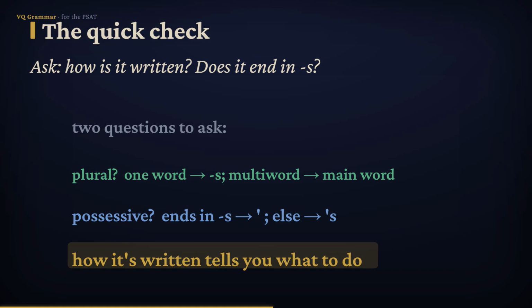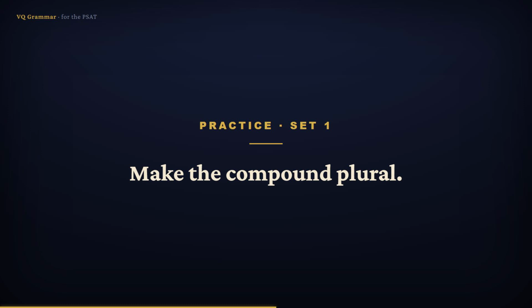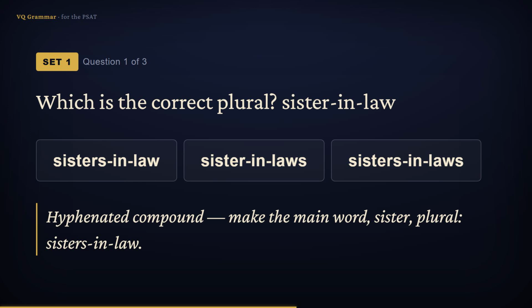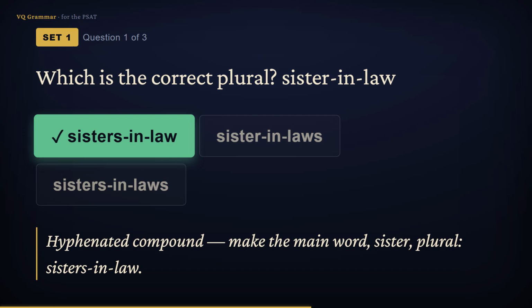Let's try a few. In this first set, make each compound noun plural. Ask yourself, is it one word or separate words? Then choose. Pause and try each one before I answer. Make sister-in-law plural. This one is hyphenated, so we don't add s at the end. The most important word is sister, so that's where the plural goes. Sisters-in-law. So the answer is sisters-in-law.